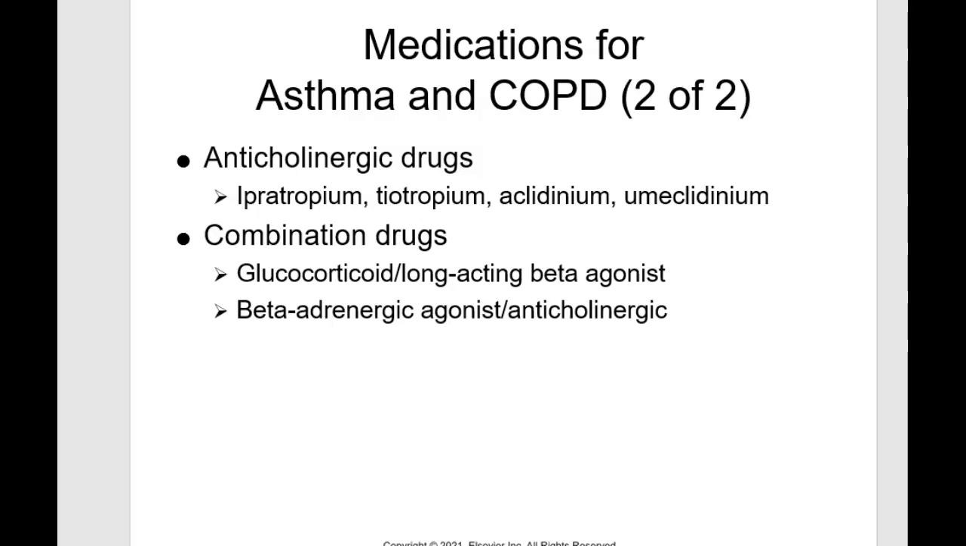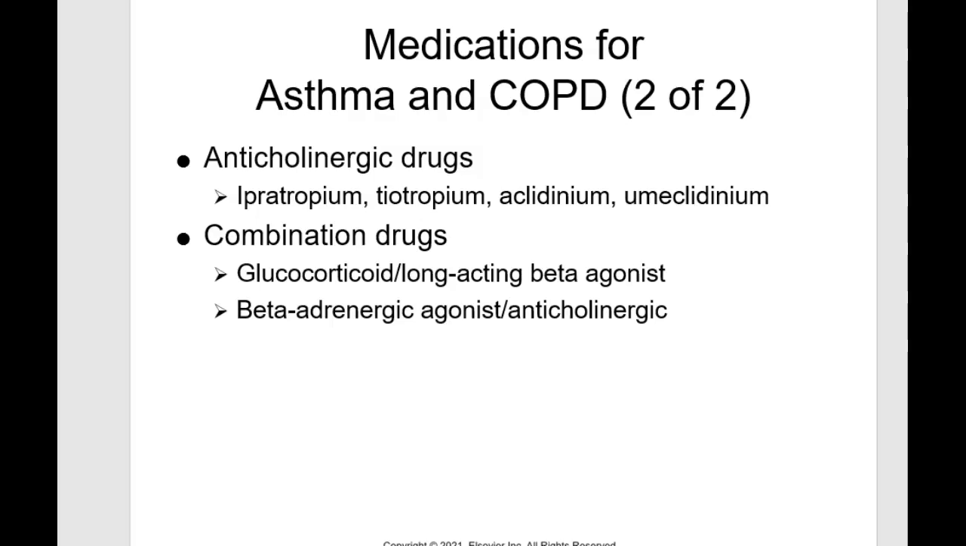Aclidinium, which is Tudorza Pressair, is another long-acting muscarinic antagonist, used for bronchospasm in COPD. It is only for maintenance therapy. It can cause a headache, nasopharyngitis, and a cough.